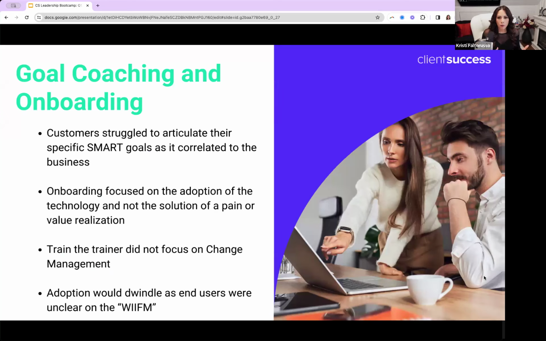The first one I wanted to focus on was this goal coaching and onboarding. What I started to realize here, and I'm going to walk you through what I learned so you understand why I thought it was important to create some programs around this, is that my customers struggled to articulate specific SMART goals. It was so difficult for them.